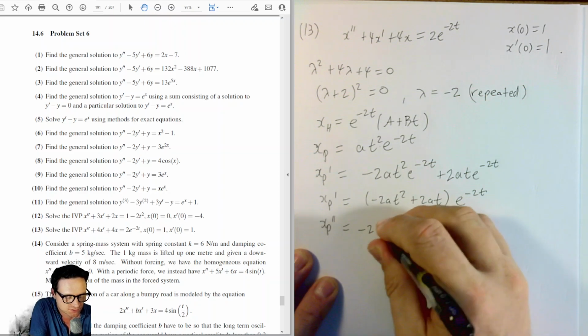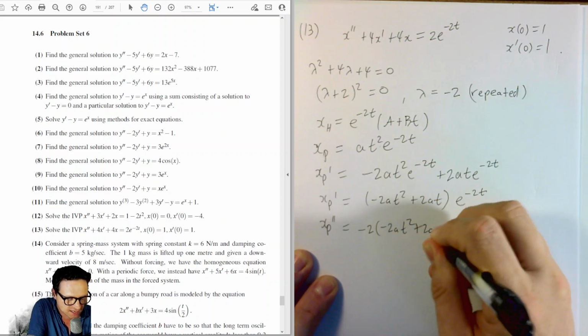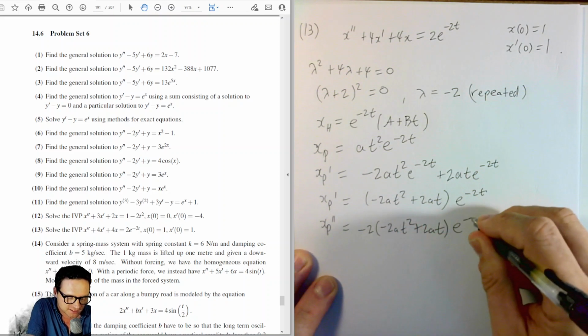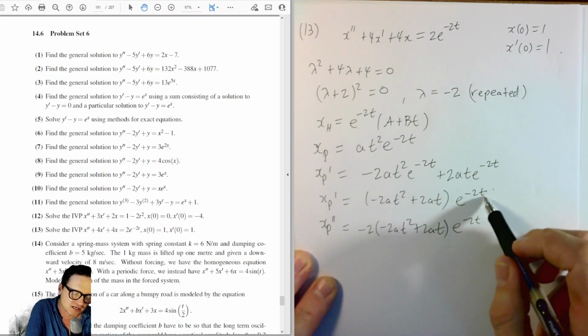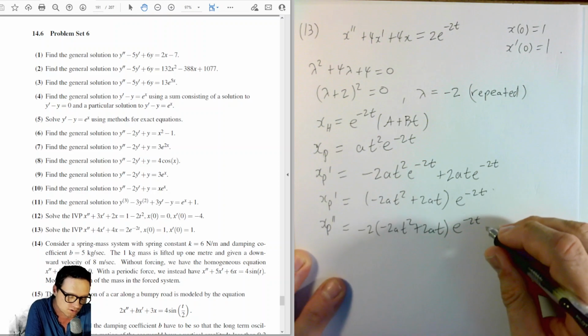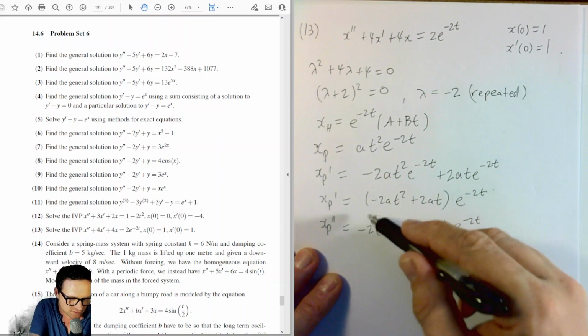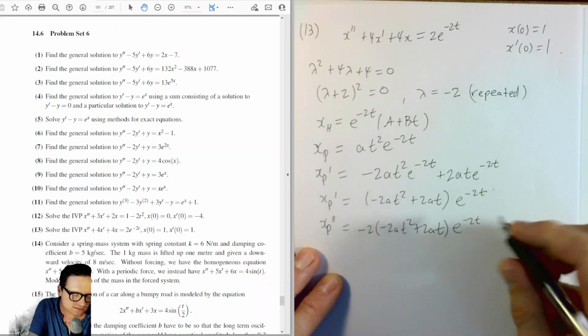So minus 2, 2a squared plus 2at, e to the minus 2t. So what I've done is differentiated this and multiplied the result by this. And then I want to reverse the order of that. And so now we will differentiate this one and multiply it by this.